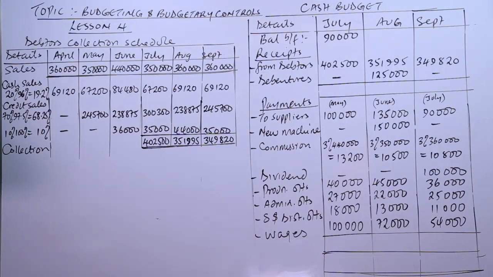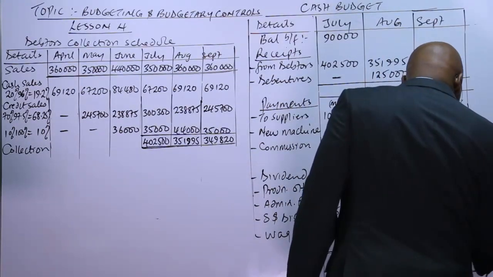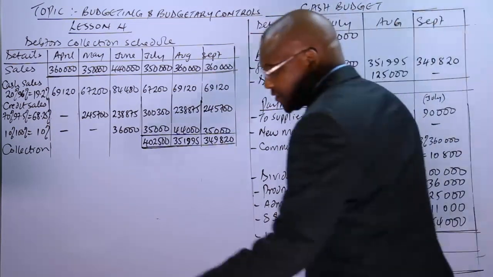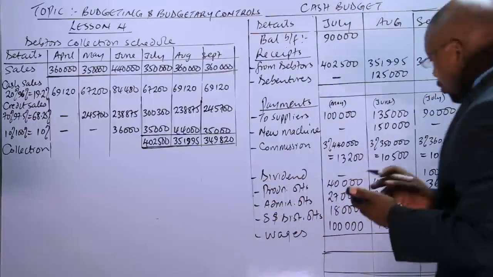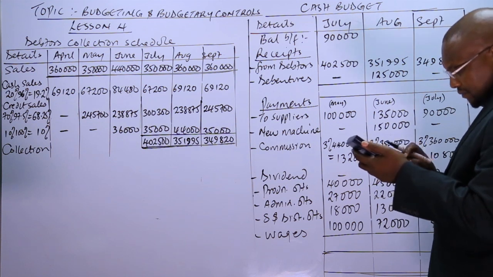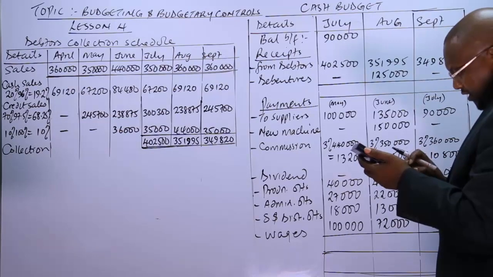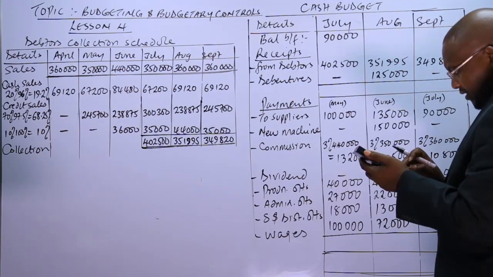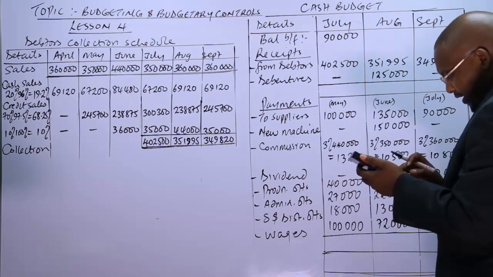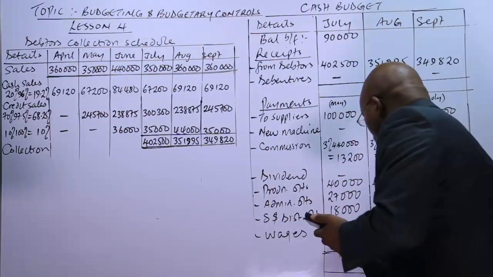That is it. So with that now we are supposed to balance this question because the payments for September are not going to be paid in that month, will be paid in the month of October. So let's have the total payments. This time there is no overdraft, no condition. So you can just have the payments here. So payments, we have 100,000. We have 13,200, 40,000, 27,000, 18,000, 100,000.